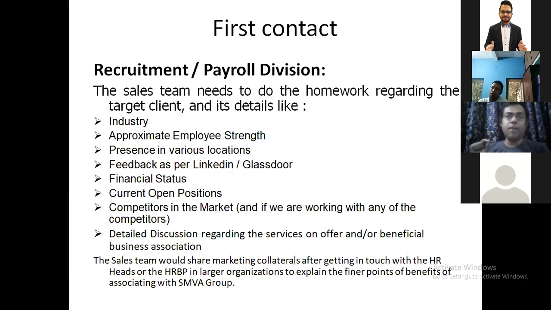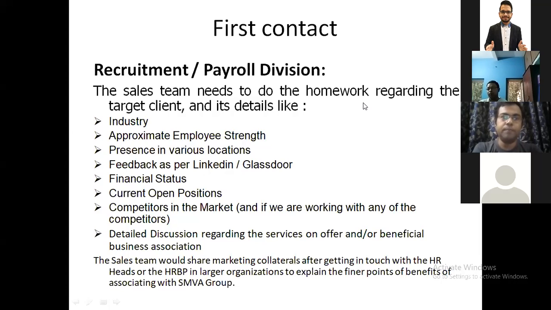Is it a pharma industry? What exactly is that company? Okay, the industry specification is very important. Next is their approximate employee strength. The employee strength of that company is also very important.